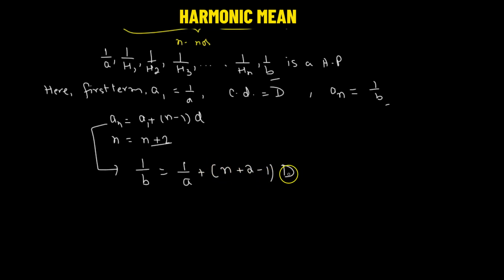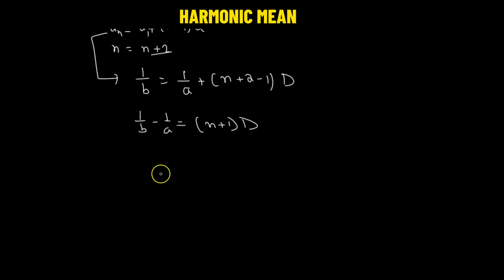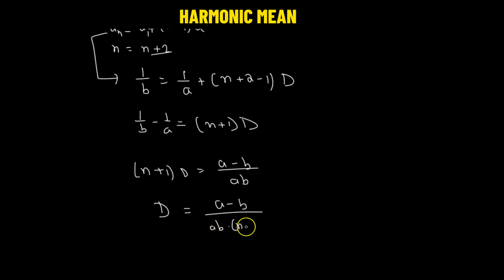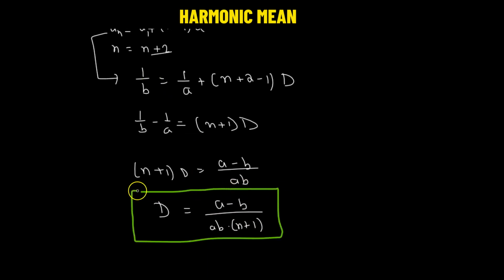We don't know the common difference; we'll try to figure it out here. So we have 1 over B minus 1 over A equals n plus 2 minus 1, which is simply n plus 1, times the common difference D. We can rewrite the expression as n plus 1 times D equals 1 over B minus 1 over A, which combines to A minus B divided by AB. Therefore, dividing both sides by n plus 1, we get A minus B divided by AB multiplied by n plus 1. This is the expression for the common difference.